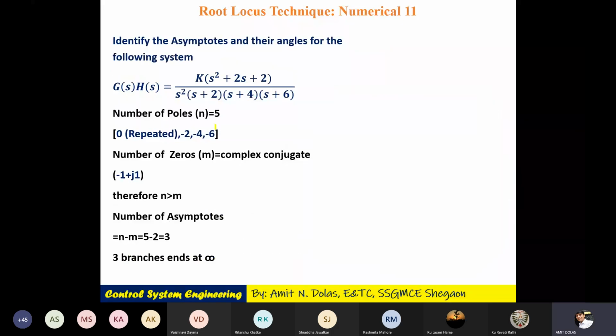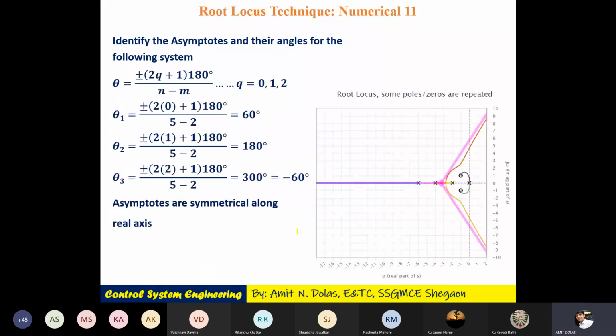So here the number of poles and zeros is given. How many asymptotes will there be? Of course n minus m. So the number of asymptotes is 3. So 3 branches end at infinity, as we already discussed on the graph. Now next, we have found the number of asymptotes, but what direction? This asymptote may be in this direction, maybe in this direction, maybe vertical, in any angle. But there is a set of rules, and we'll follow those rules to calculate the exact angle.